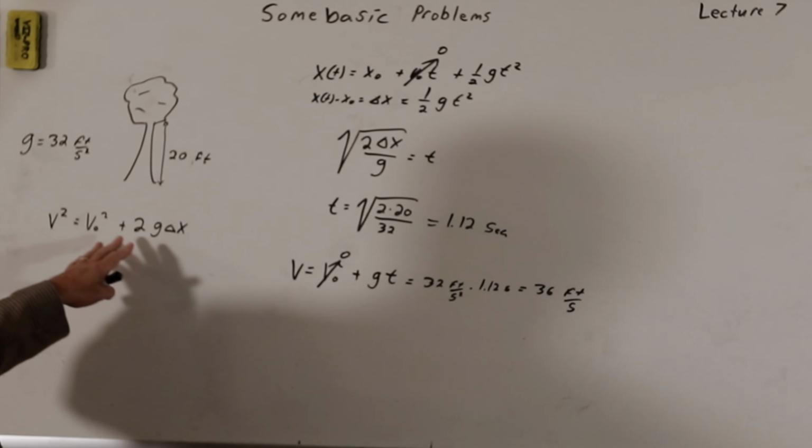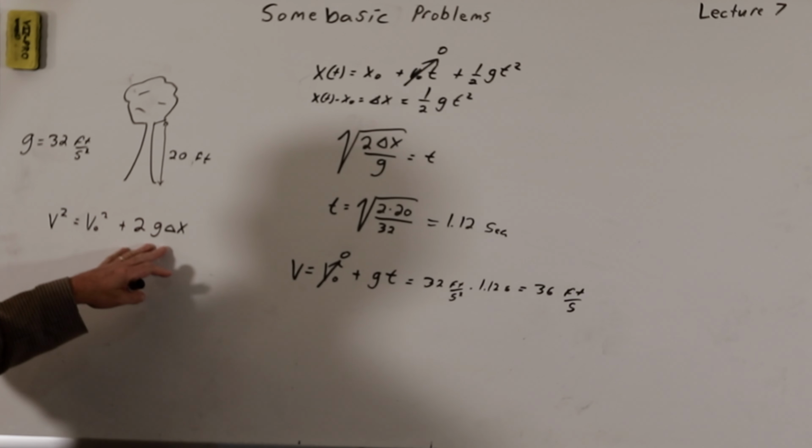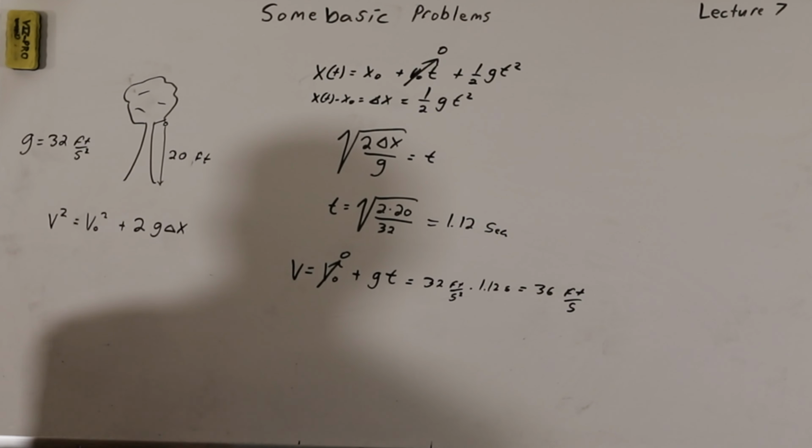But I could show you real quickly that we get the same thing if we use this expression here. Again, the initial velocity would be 0, so we just need to calculate the square root of 2 times 32 times 20. And that gives us 36 feet per second as well, which is somewhere around 25 miles per hour.